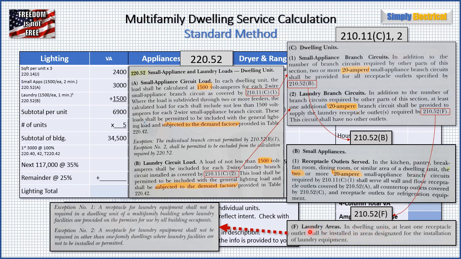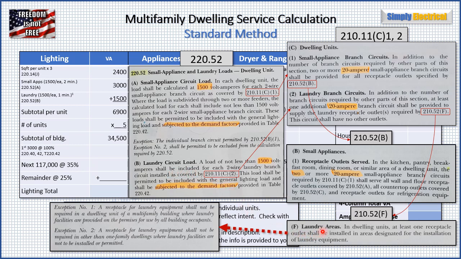210.52(F) simply says, laundry areas. In dwelling units, at least 1 receptacle outlet shall be installed in areas designated for the installation of laundry equipment. So if you have an area designated for laundry equipment, you have to put an outlet there, and this outlet has to be 20 amps. And as we keep following this back, this is telling us that in our load calculation, we have to figure for that required 20 amp circuit, and we have to figure it at 1500 volt-amps minimum.